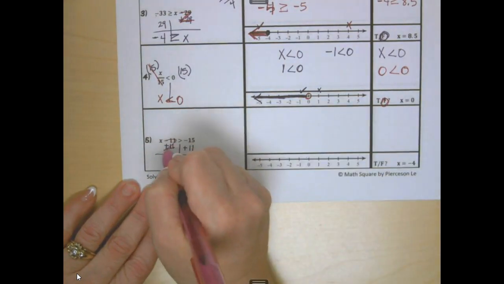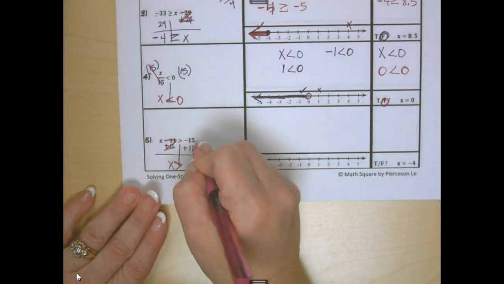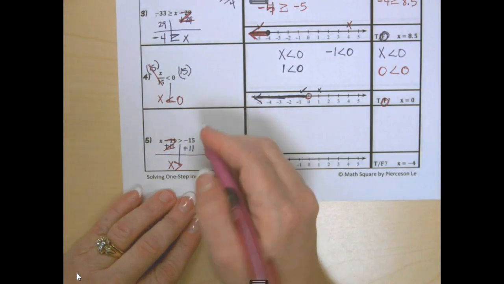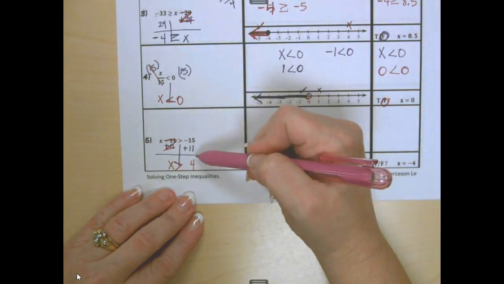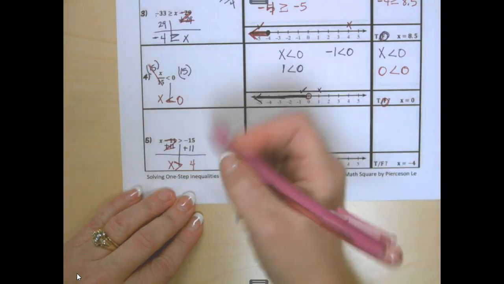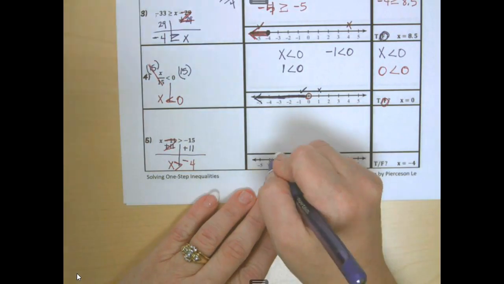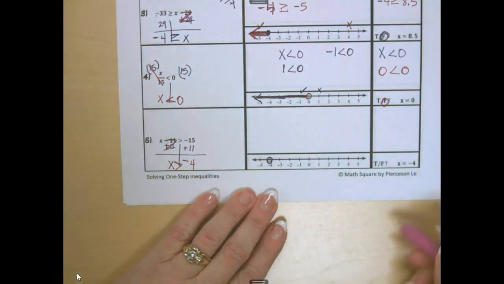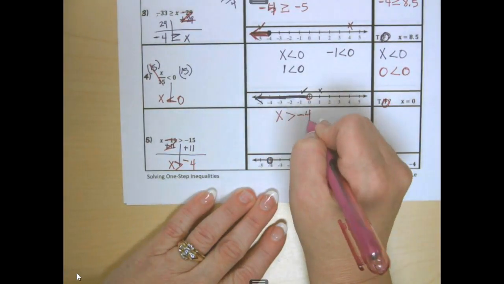This is my 0 pair. Negative 15 and a positive 11. 15 minus 11 is 4. There are more negatives than there are positives, so this is a negative 4. So an open circle, negative 4. X is greater than negative 4.